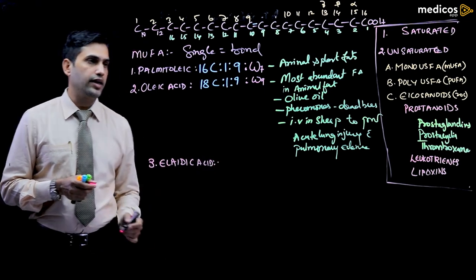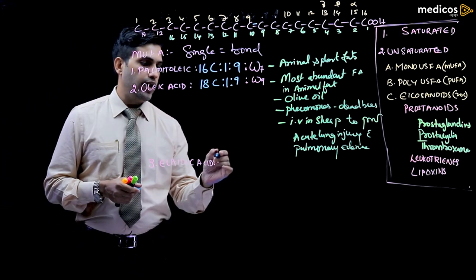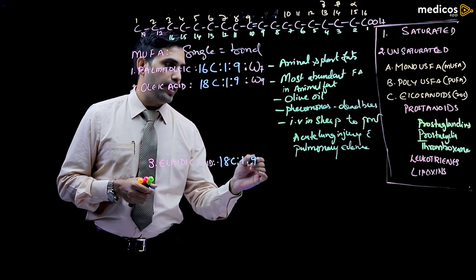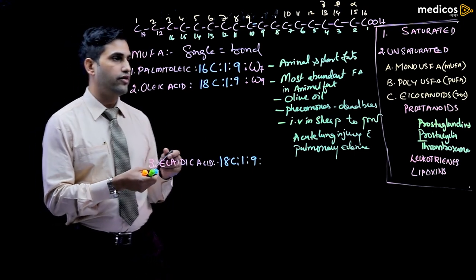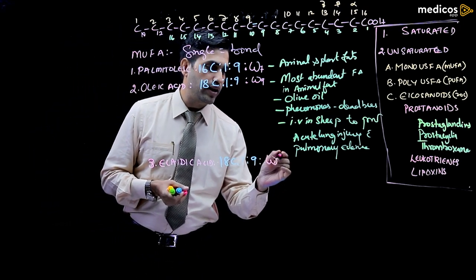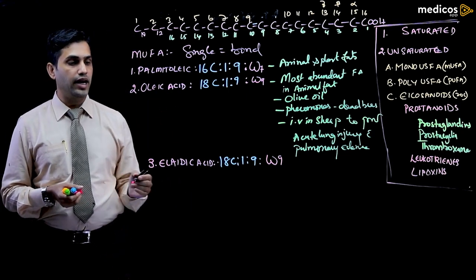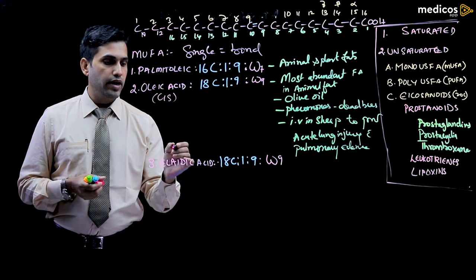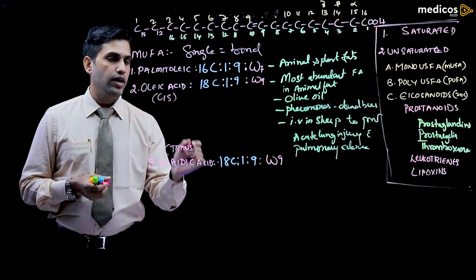Elaidic acid is 18 carbon, with a single double bond at position number 9, and it also belongs to the family of omega 9. So what is the difference between oleic acid and elaidic acid? Oleic acid is a cis isomer, elaidic acid is a trans isomer.